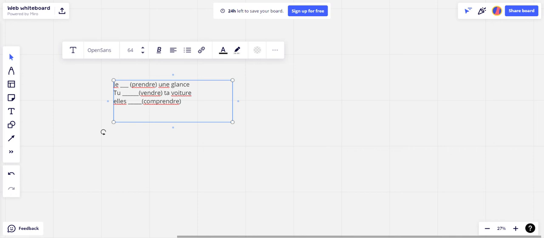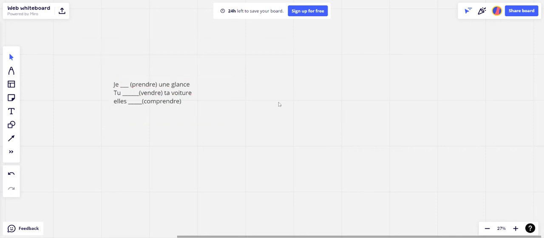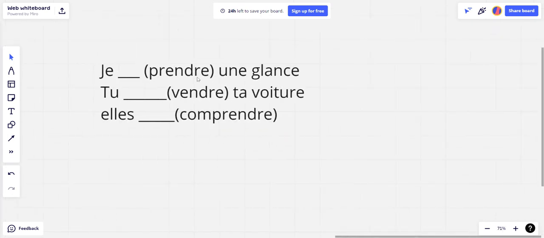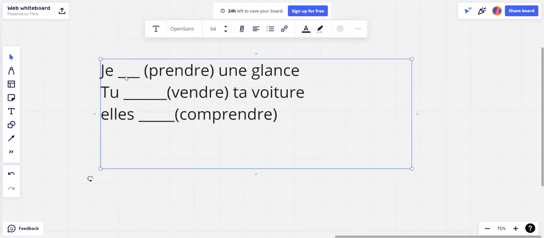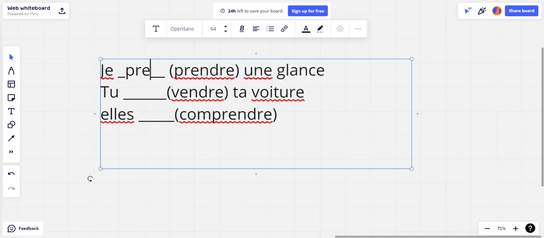If you look at the first one here: je prends une glace. So here it is je, and this verb, prendre, means to take. I take ice cream. I told you this verb has a really irregular conjugation. The answer should be je prends, because the irregularity starts from nous.